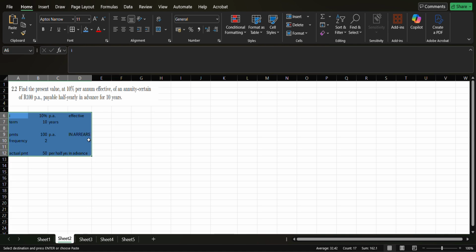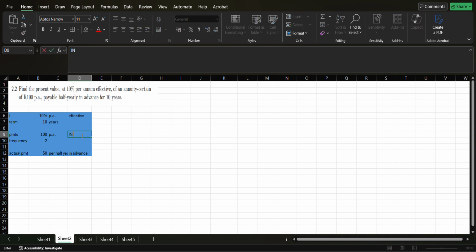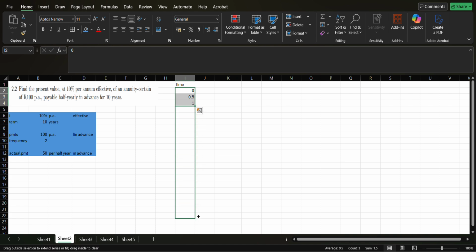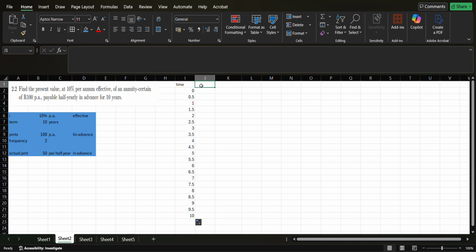And so, yeah, this is still in advance from the initial example. In advance. And so we're now going to have a future value annuity. I want you to ignore present value and we're going to use future value. Now we're still going to have our timeline. So we'll have our time column here as follows, from time 0 up until time 10, going in increments of 0.5.